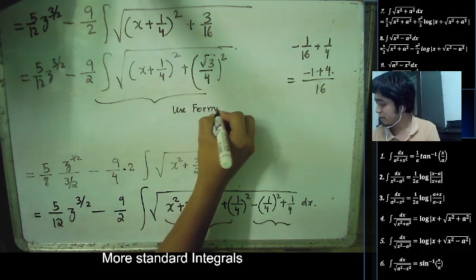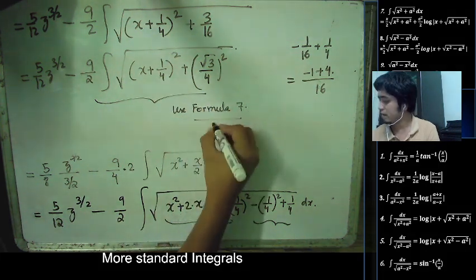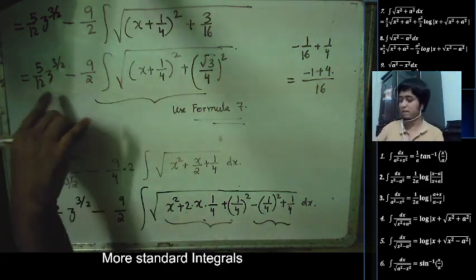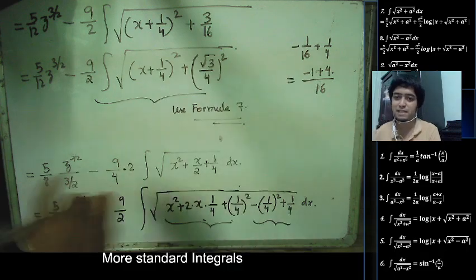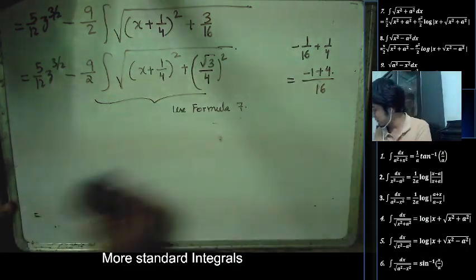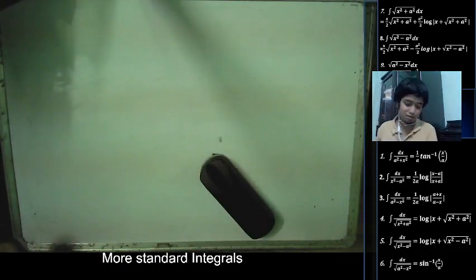I won't be completing it, but you can use formula number 7 for this one to complete it. Then you can also substitute the value of z that we had substituted. So that is about type 2 integrals.